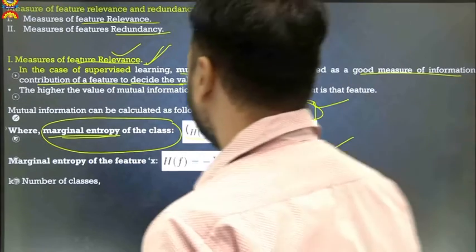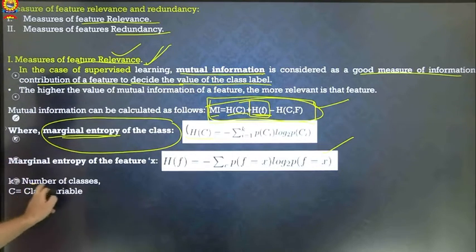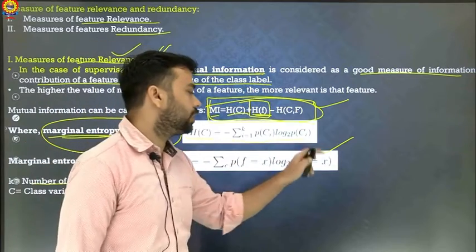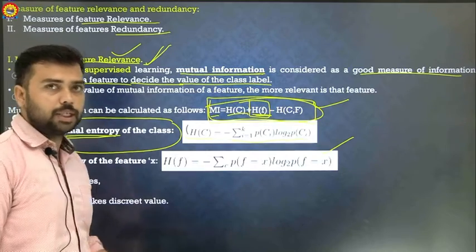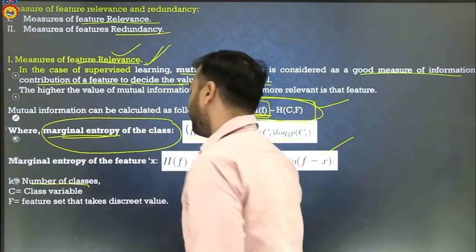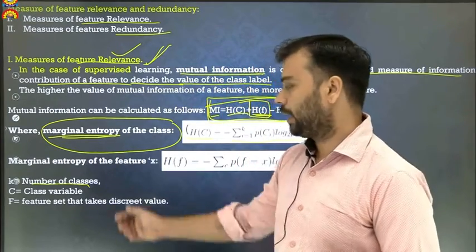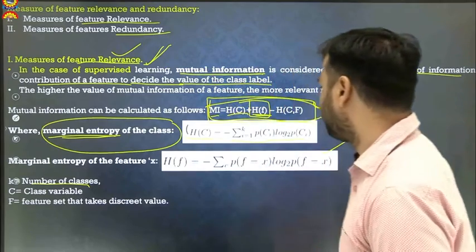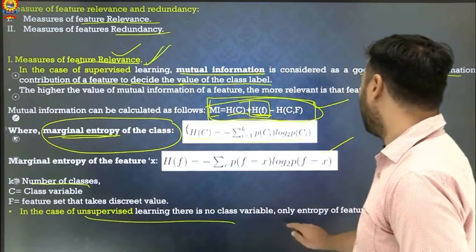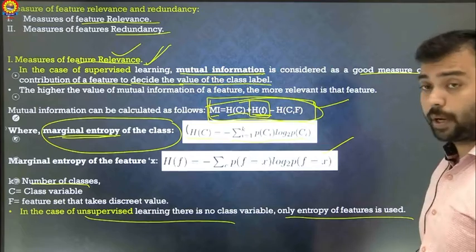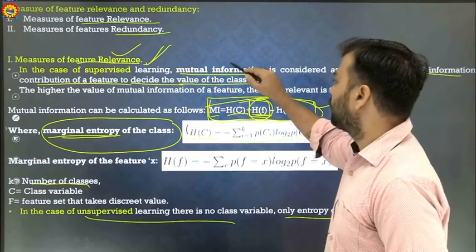K is the number of classes, C is the class variable. So the number of classes is K, which is used in this particular summation, and C is a class variable, which is named as the labels of a class, and F is a feature set that has taken the discrete value. And in the case of unsupervised learning, there is no class variable, only the entropy of the features is used. So in unsupervised learning, we don't have the class label, so only the feature values are used to calculate the marginal information.